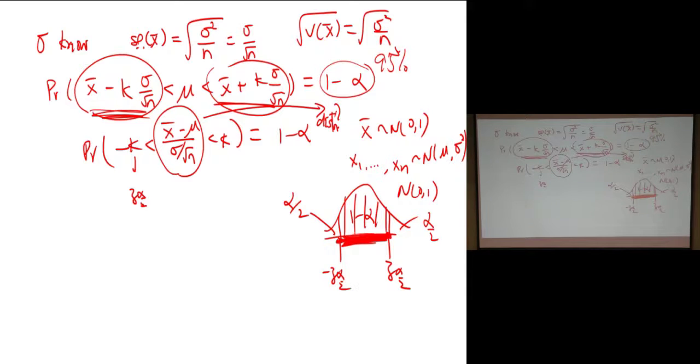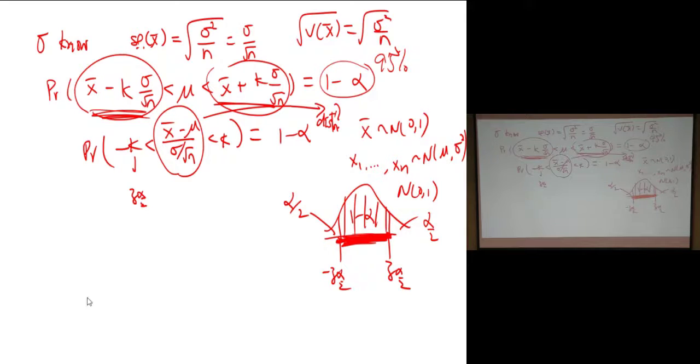So we interpret it as if we repeat, taking many samples, and for each sample we use this formula, this random interval, to calculate. That means I have many realizations of these random intervals. And out of so many realizations, 95% of them will cover the true mean.